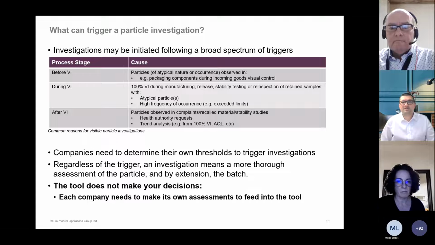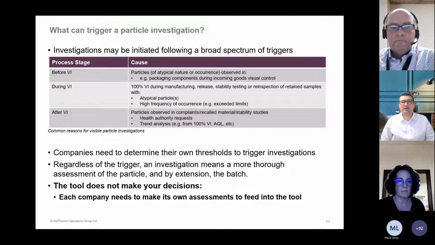So before visual inspection, you could detect any sort of particles, for example, during incoming material inspection. Those could be in empty vials, in packaging containers, in any kind of raw materials, something that you would find that either is unusual or that would exceed specification limits. It could trigger an investigation.